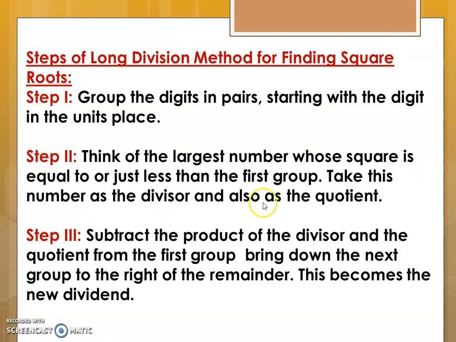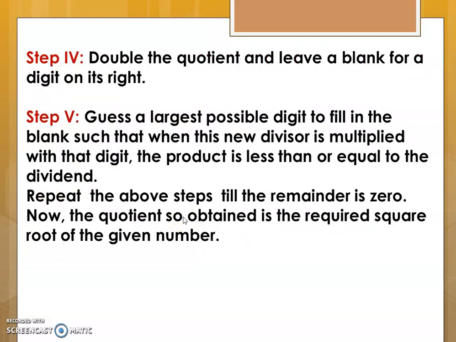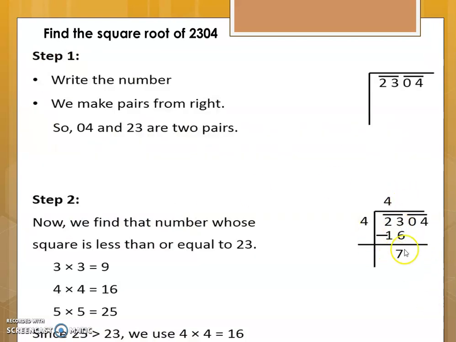After doing step 3, take this number as the divisor and also as the quotient. Then subtract the product of the divisor and quotient from the first group and bring down the next group to the right of the remainder. This becomes the new dividend. So after you have completed till here, that is 4 4s are 16 and 23 minus 16 gives 7 as the remainder.